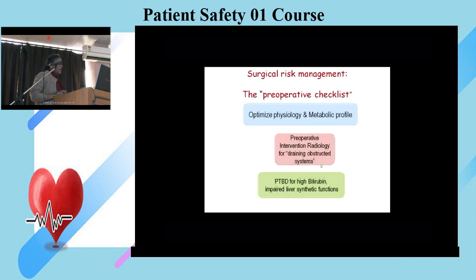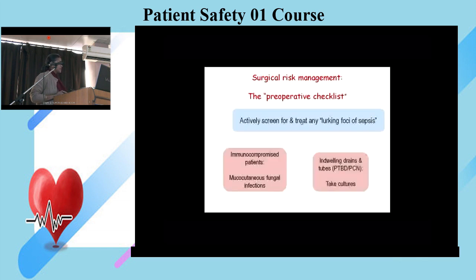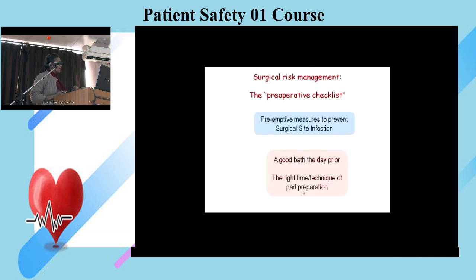Actively screen and treat for any lurking foci of sepsis, in immunocompromised patients. Actively look for mucocutaneous fungal infections. If there are any tubes and drains in situ for a long time, send cultures, they will guide your perioperative antibiotics. Take preemptive measures to prevent surgical site infections. A good bath to the patient a day prior to surgery is such a simple act but it goes a long, long way in decreasing the incidence of surgical site infections. And then the right time and the technique of part preparation.